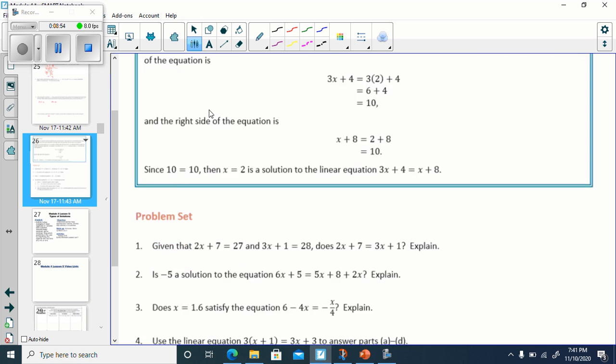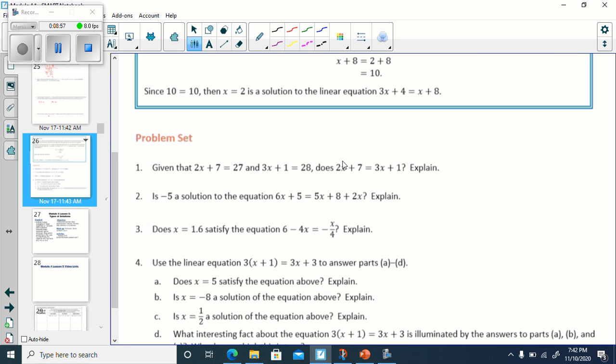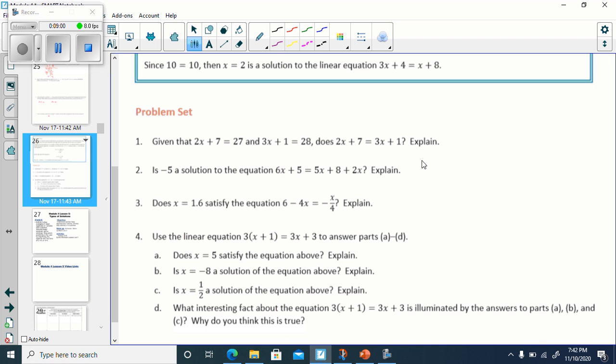Let's talk about when we have no solutions, okay? And when we have many solutions. Let's look first at many solutions. Let's solve the problem we've got here. If you've got 2x plus 7 is 27 and 3x plus 1 is 28, will these two be equal to each other? Let's write them together so you can see it. 2x plus 7 equals 27. 3x plus 1 is equal to 28. Well, these two numbers are not equal, so it makes sense that this cannot be equal to that, okay?